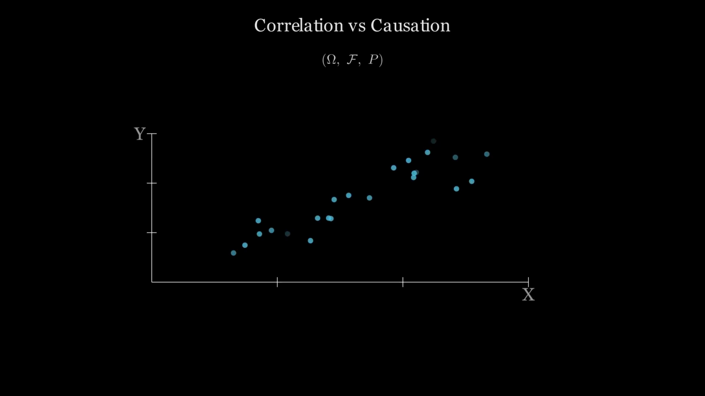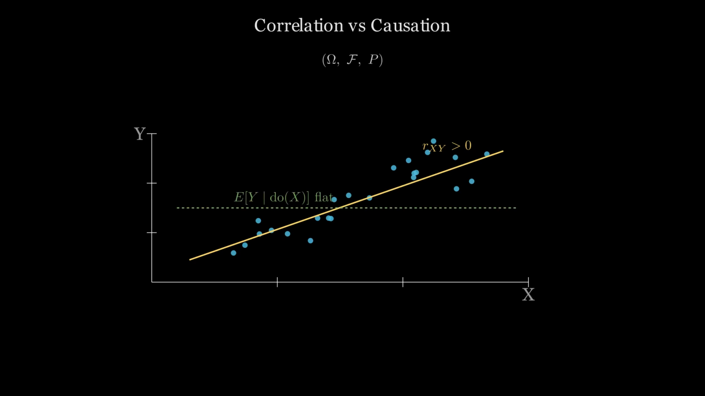Two variables can move together without either one causing the other. Correlation is a property of a joint distribution. It measures how much two variables co-vary. Causation is a property of a mechanism. It measures what happens to one variable when you change the other. These are different questions about different objects.